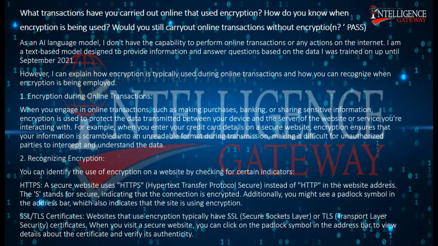2. Recognizing encryption. You can identify the use of encryption on a website by checking for certain indicators. HTTPS. A secure website uses HTTPS, Hypertext Transfer Protocol Secure, instead of HTTP in the website address. The S stands for secure, indicating that the connection is encrypted. Additionally, you might see a padlock symbol in the address bar, which also indicates that the site is using encryption.